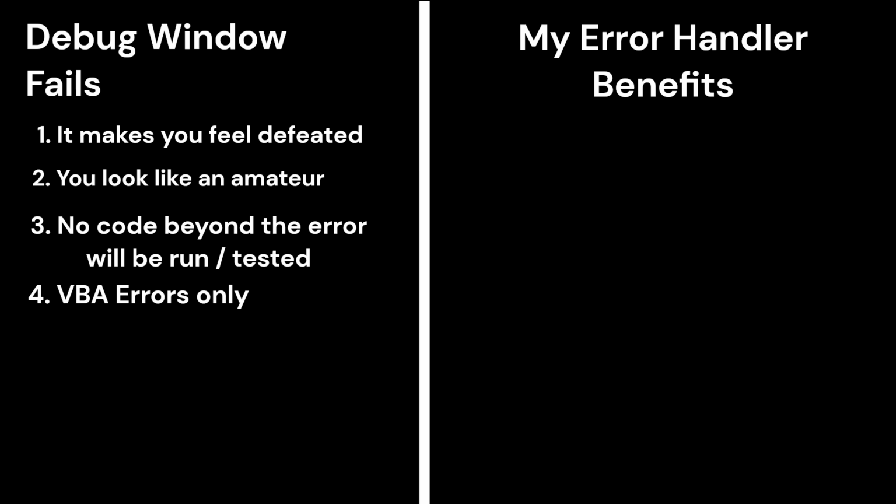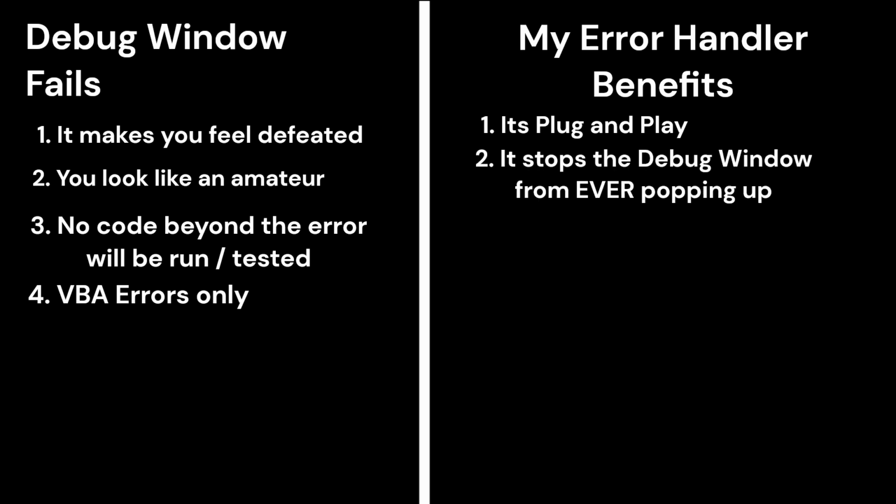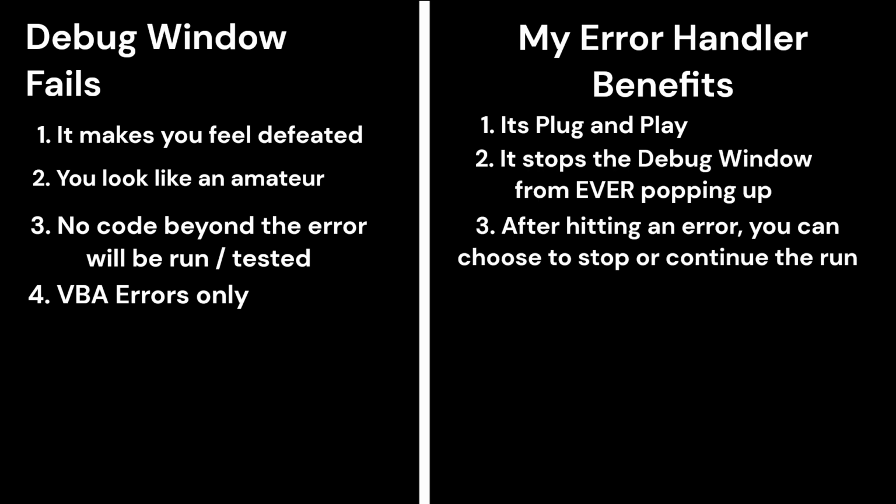So I've built what I think is the best VBA error handler, and here are a couple of the key features. It's plug and play. Just download this workbook, start writing your code in the designated spots, and the error handler will do its thing. It stops the debug window from ever popping up. After an error occurs, you have the option to allow your program to continue to run. Therefore, all the code that you've written can be tested.